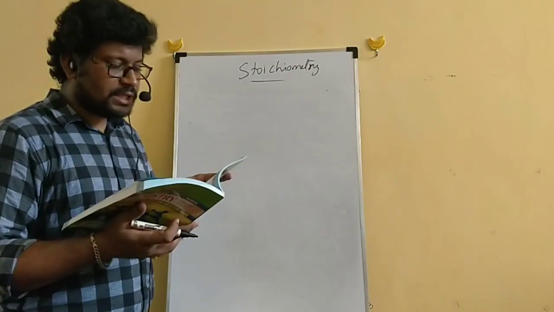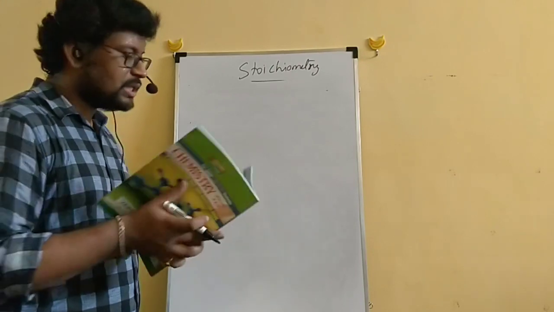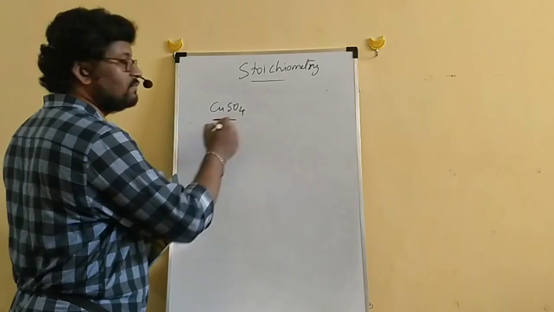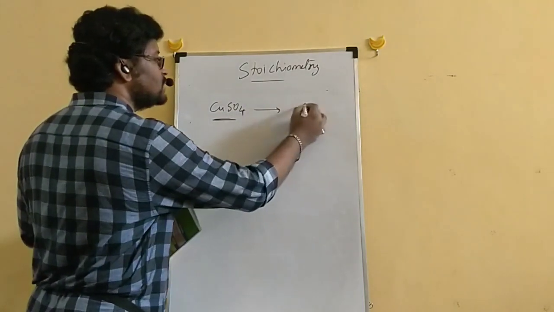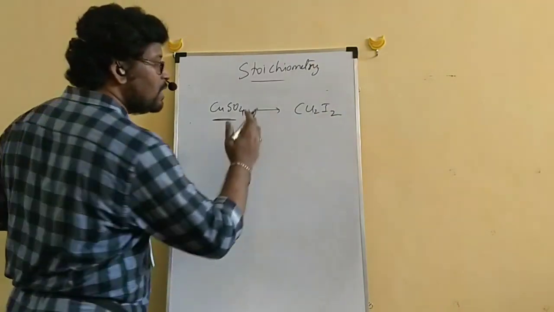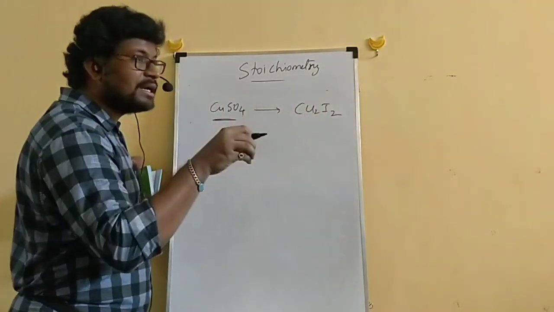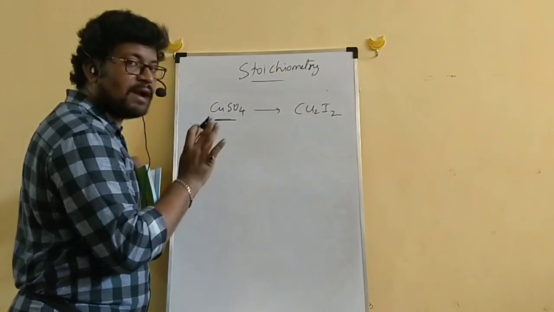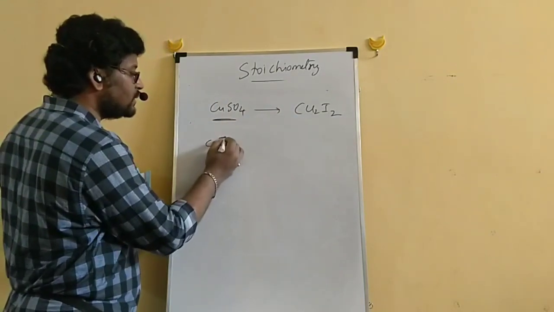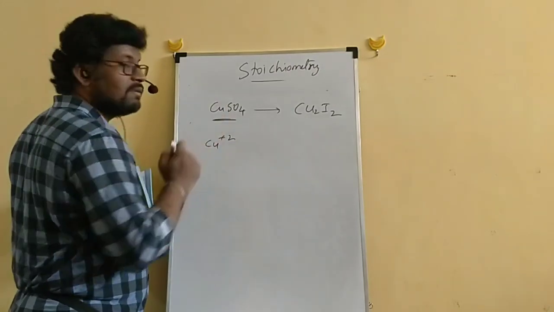Equivalent weight of CuSO4 when it is converted from CuSO4 to Cu2I2. Don't bother about Cu2I2; for calculating the oxidation number itself, we have to consider one. Coming to CuSO4, what is the oxidation number of copper? Plus 2, because SO4 is minus 2.